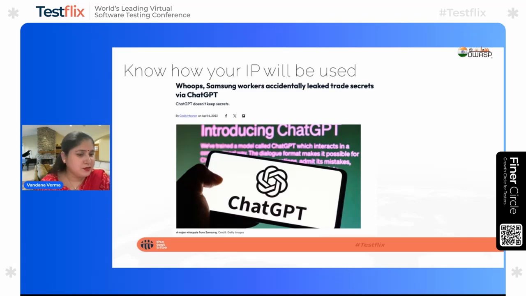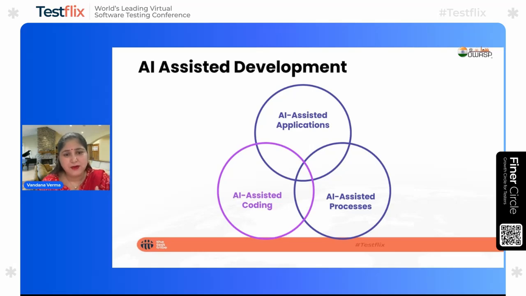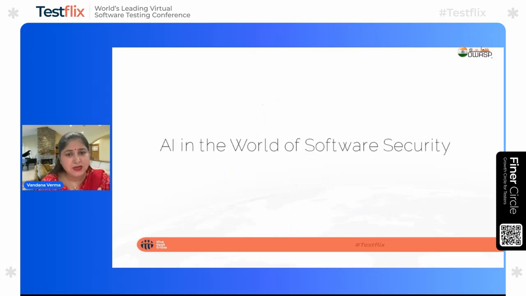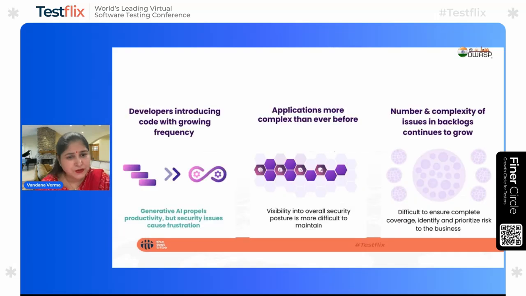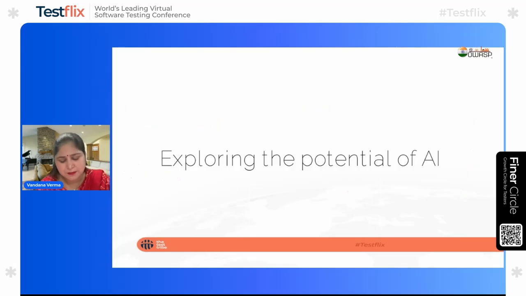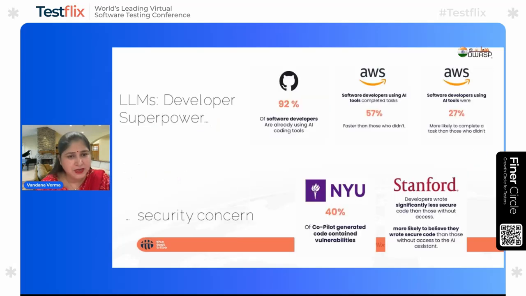ChatGPT led to revealing certain trade secrets, and AI assisted coding became part of the software security world. It actually impacted multiple ecosystems. We see developers introducing code with so much frequency, and with so much complexity. There are so many things needed, which calls for a big exploration of the potential of AI.